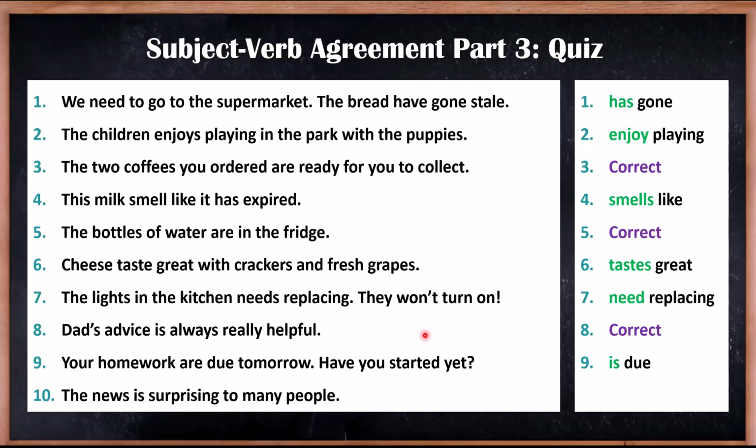Number 9 is incorrect. Homework is uncountable. We do not say homeworks. This is a very common mistake in English. Your homework is due tomorrow, not are. And finally, number 10 is correct. The news is surprising to many people. Yes, news ends with an S, but it's an uncountable noun. We don't say, I have 1 news or 2 news. You can say, I have some news. But news is uncountable, so we use a singular verb.